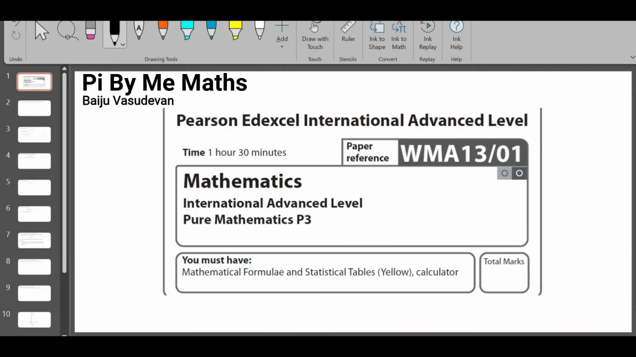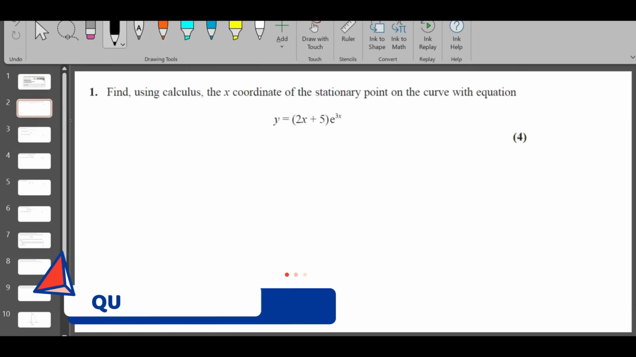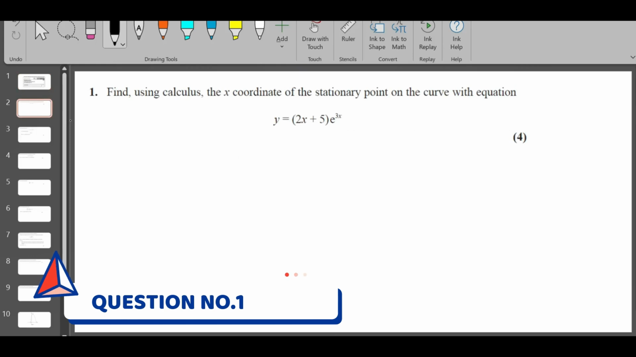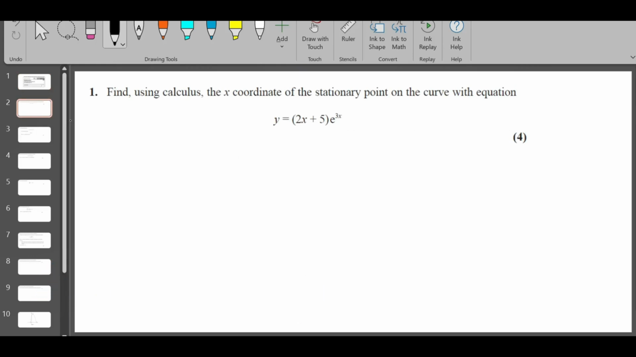This is Baiju Vasudevan. In this video, we are going to solve the January-February 2022 Pure Math 3 paper. Let's look at question number 1. Using calculus, find the x-coordinate of the stationary point of the curve with this equation.